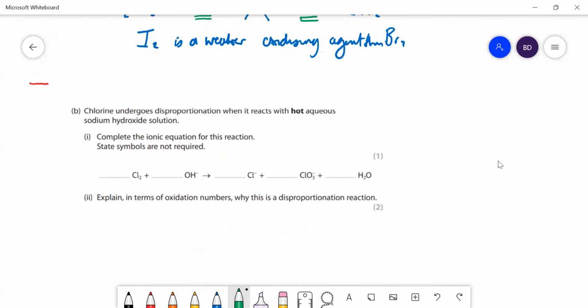Okay, chlorine undergoes disproportionation when it reacts with hot aqueous sodium hydroxide. Complete equations for this, right? And then the next bit, you've got to explain in terms of oxidation numbers why it's a disproportionation. So what I would do is use the oxidation numbers to help you balance this equation rather than do it by trial and error, right? The oxidation number of chlorine there is 0 in Cl2. Here it's -1, and here it is +5 in the chlorate ion. So if we think about each chlorine atom going to there, the oxidation number goes up by 5, so that's going to be 5 electrons lost.